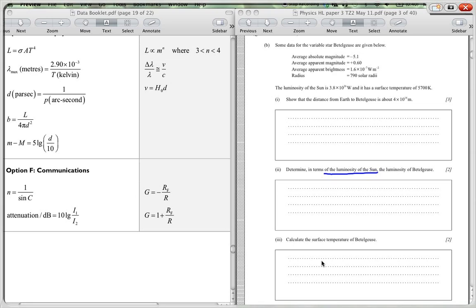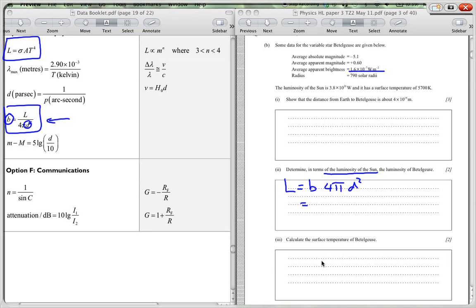So determine, in terms of the luminosity of the sun, the luminosity of Betelgeuse. Now, in looking for the luminosity, I've got two formulas that give me luminosity. I've got this over here, and I've got this over here. Now, I don't have anything about the temperature of Betelgeuse, but I do have this information. I've got my apparent brightness, and I've just worked out the distance. So I'll definitely use this formula over here. We want the luminosity, that's going to be B times 4 pi d squared.